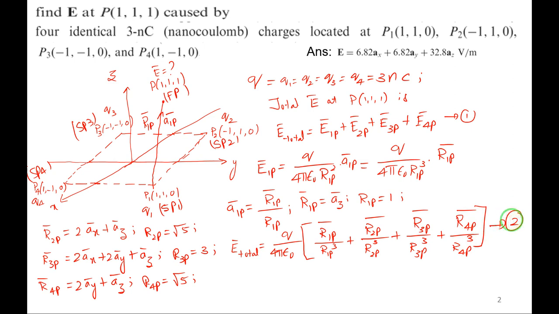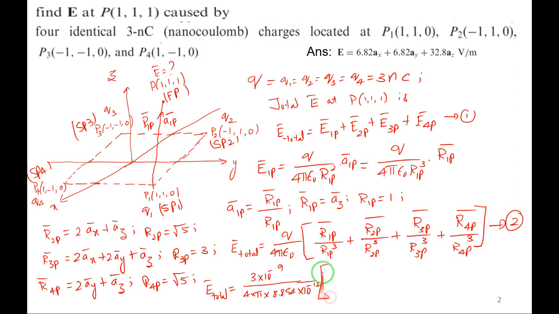Call this equation 2. Go on substituting and just calculate it, right? So let me write here: E total is equal to Q divided by 4 pi epsilon naught, where Q is 3 nanocoulomb, that is 3 into 10 power minus 9, divided by 4 into pi into epsilon naught, which is 8.854 into 10 power minus 12.